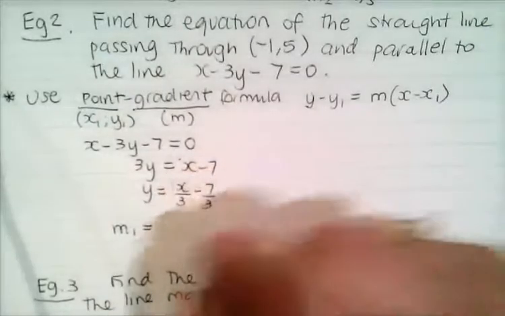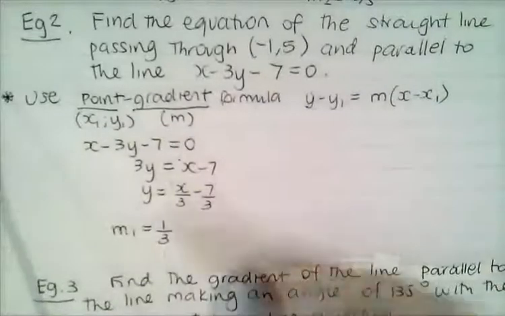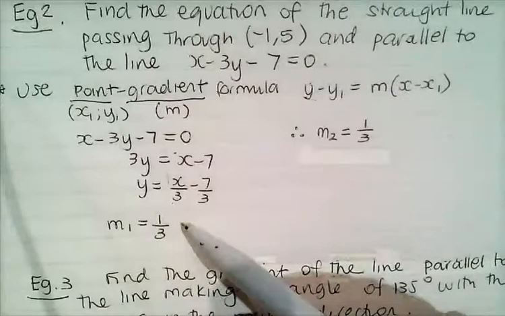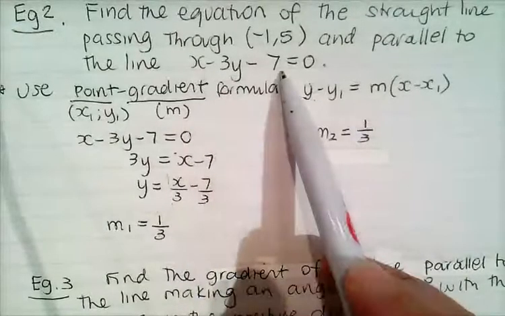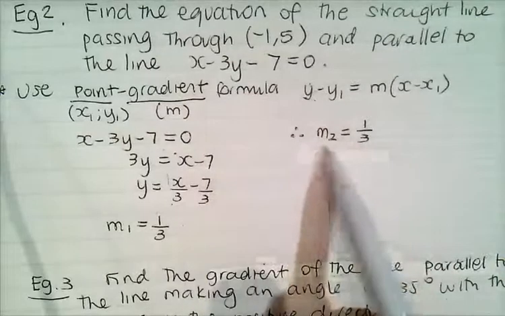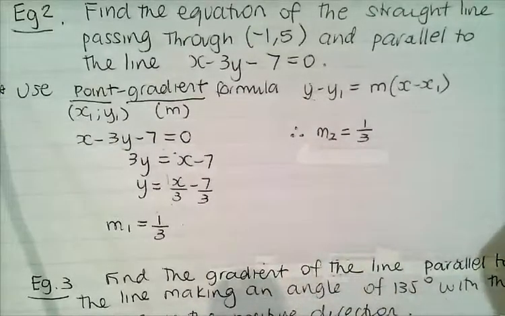1 over 3 is the coefficient of the x. So the gradient of this line here is a third. So the gradient of the first line is 1/3. So that's the gradient of this line here. So therefore, the gradient of the line parallel to this line will be the same. So gradient of line 2 will also be a third, because parallel lines have the same gradient.